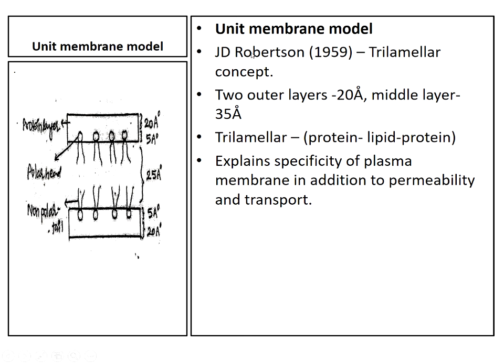This unit membrane model explains the specificity of the plasma membrane in addition to permeability and transport. In the case of the sandwich model, it explains the permeability and transport, but here, along with the permeability and transport, it explains the specificity of the plasma membrane. That is, specific molecules or ions can only pass through the plasma membrane.